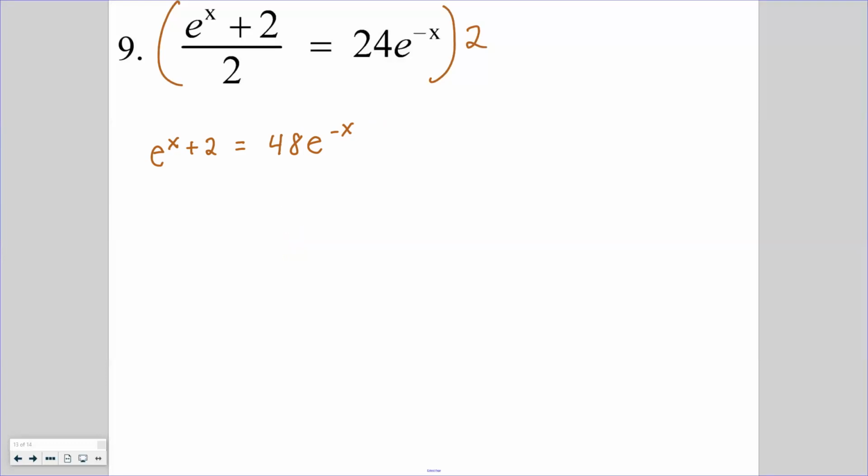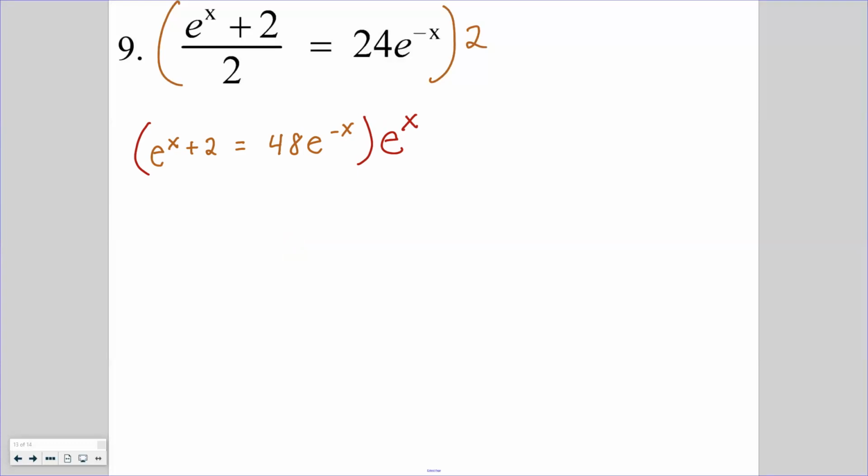But here's the best step you can do. Instead of doing that, the general rule is I'm just going to multiply everything by e to the positive x, and we'll see what happens. And if you do this step for every problem that looks like this, you guys will be good to go for your test.